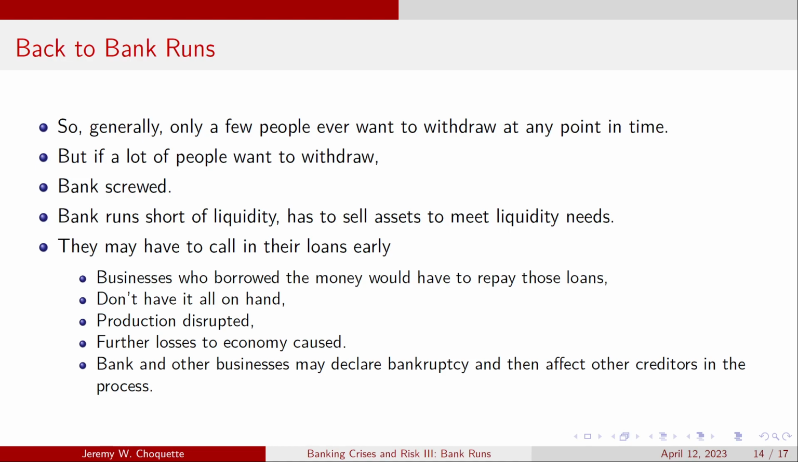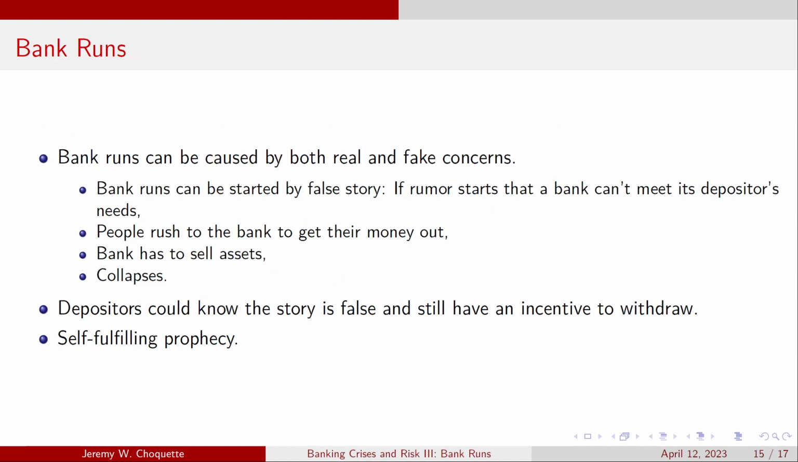But the problem is businesses that borrowed that money would then have to repay those loans on the spot. They don't have it all on hand. I mean, if they did have it all on hand, they wouldn't have borrowed the money in the first place. They would have just financed it with the cash that they had. So production can get disrupted here, which can then cause further losses to the economy. And then, because this happened, the bank may declare bankruptcy, and then other businesses that the bank had financial obligations toward would possibly declare bankruptcy as well, and then it affects other creditors in the process, and things get really ugly.